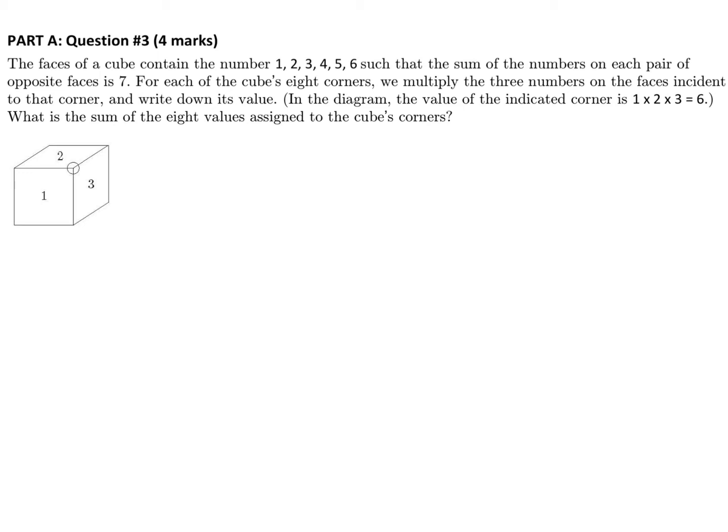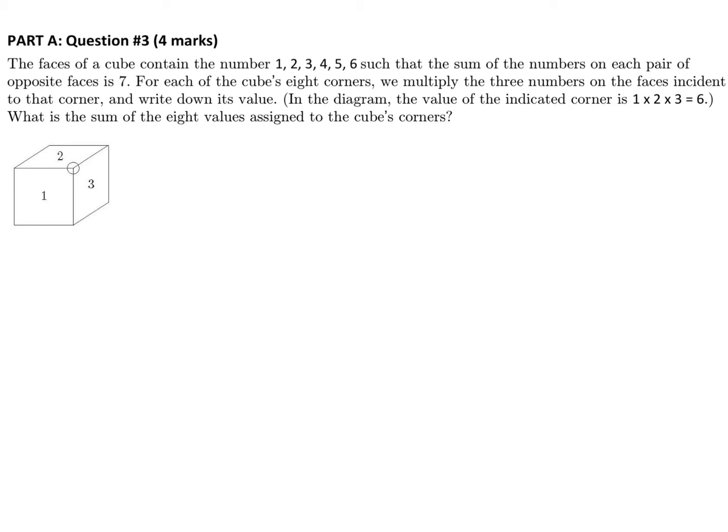The faces of a cube contain the numbers 1, 2, 3, 4, 5, 6, such that the sum of the numbers on each pair of opposite faces is 7. For each of the cube's 8 corners, we multiply the 3 numbers on the faces incident to that corner and write down its value. In the diagram, the value of the indicated corner is 1 times 2 times 3, which is 6. What is the sum of the 8 values assigned to the cube's corners?